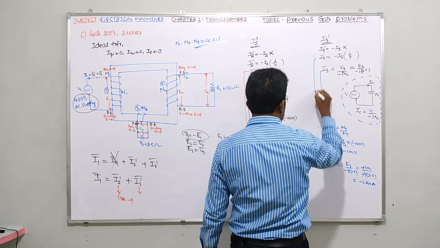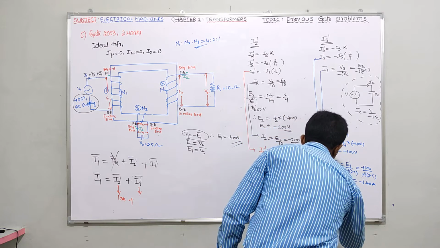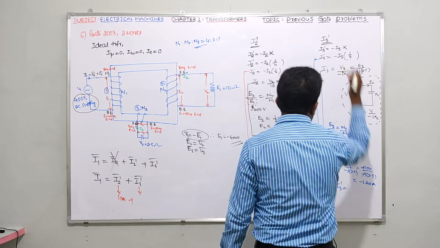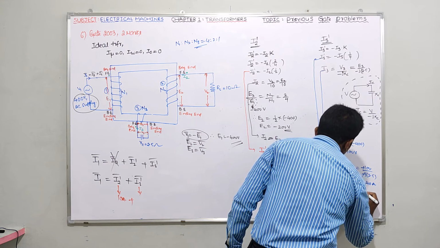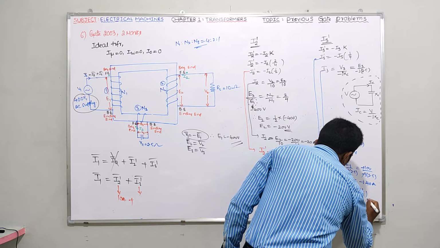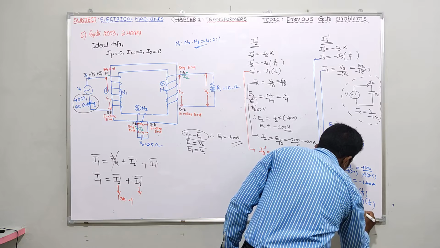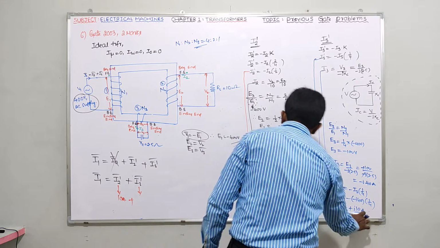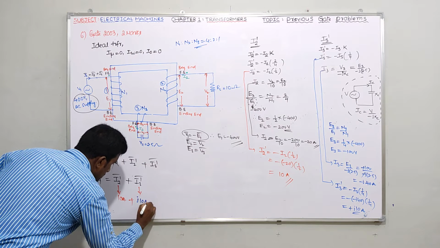Now I am asking I3 dash, because I need I3 dash. So tell me, what is the formula for I3 dash? I dash equals minus I3 into 1 by 4. So minus I3 means minus J40 into 1 by 4. You'll get plus J10 amperes. Plus J10 amperes is the answer.